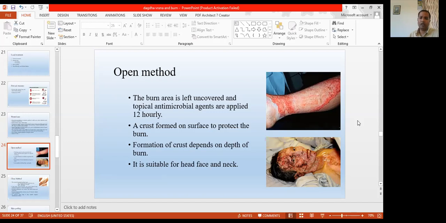This method is more popularly used in the portion of the neck, face, and head, because if we cover these areas the patient gets very irritated. So the open method is very helpful for the treatment of head, face, and neck burn wounds.